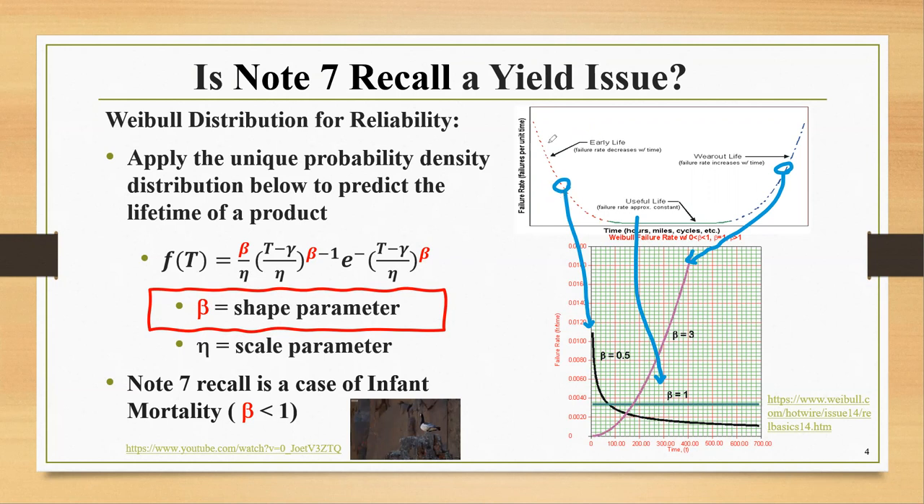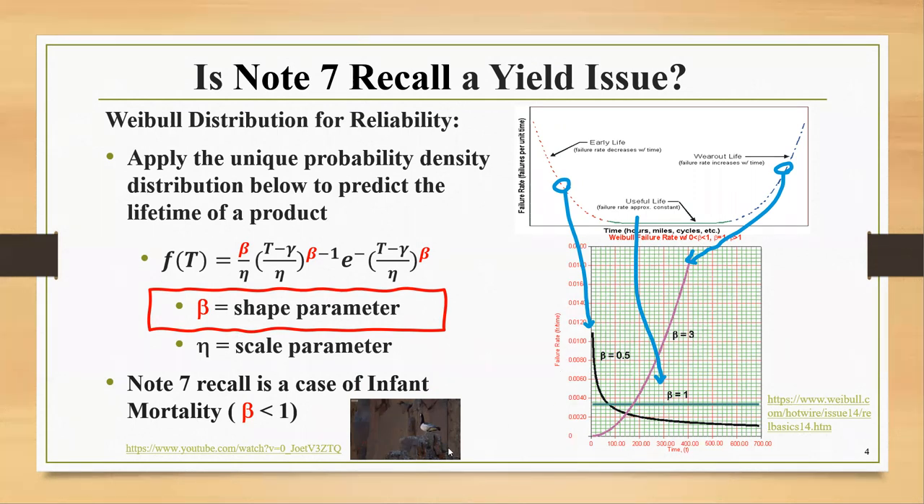And Note 7, obviously, it failed quickly. Within 1 month, a few weeks, a lot of product failed. About 20 to 30 products failed. It's not a great number of products failing, just a few products, but that's enough to trigger a recall. This is what we call infant mortality. Just like an infant was born and passed away, right? This is what you can see if you're not careful with product launch.